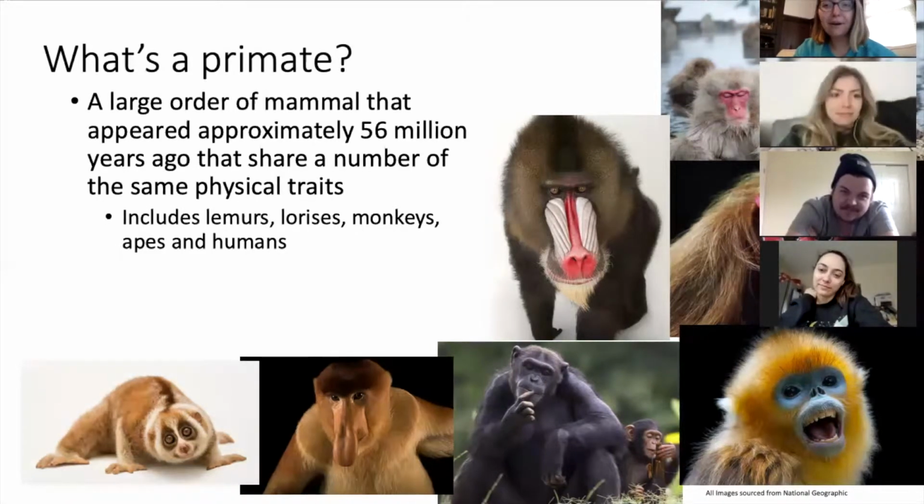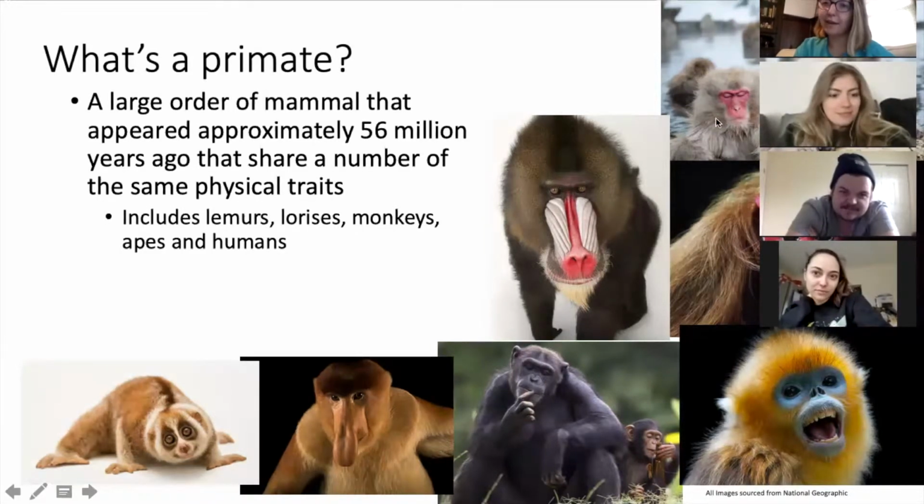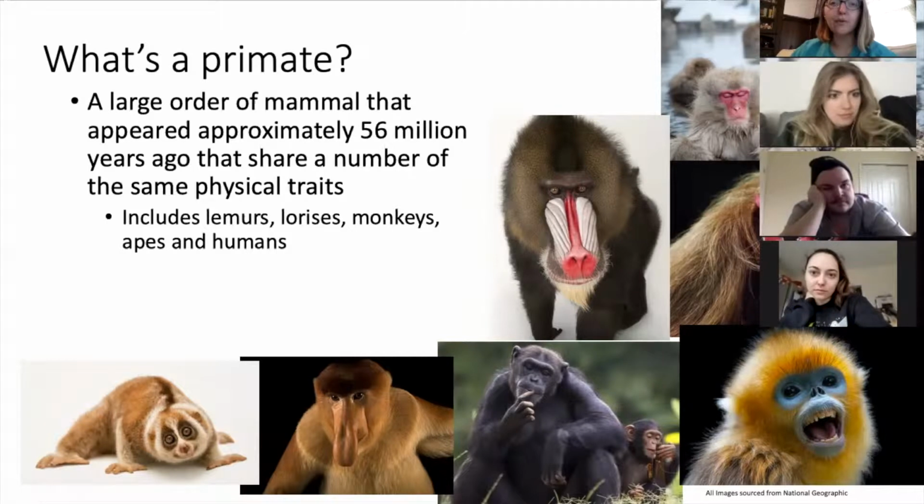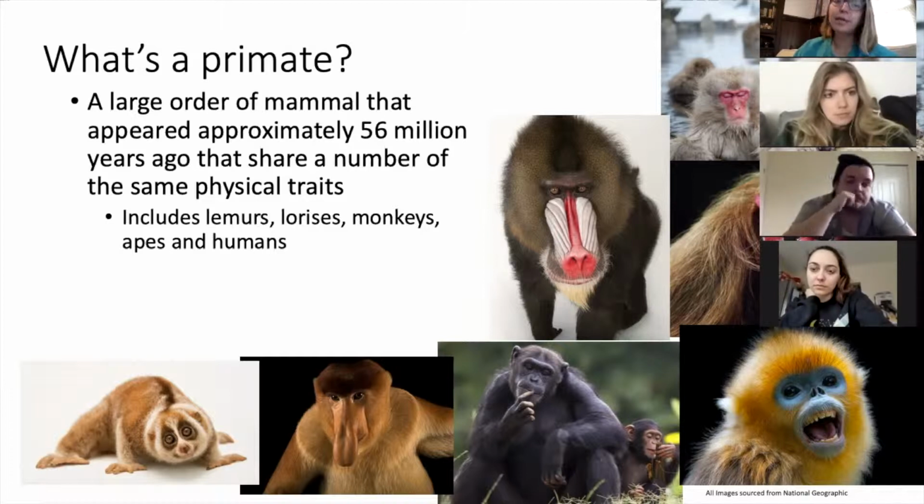As you can see by all of the pictures I have here, the primate order is an incredibly variable and diverse order. It's a very large order of mammal that appeared about 56 million years ago. All of us share a number of the same physical traits. That's what makes us primates, these physical traits that we all share. Primates include lemurs, lorises, monkeys, apes, and humans.